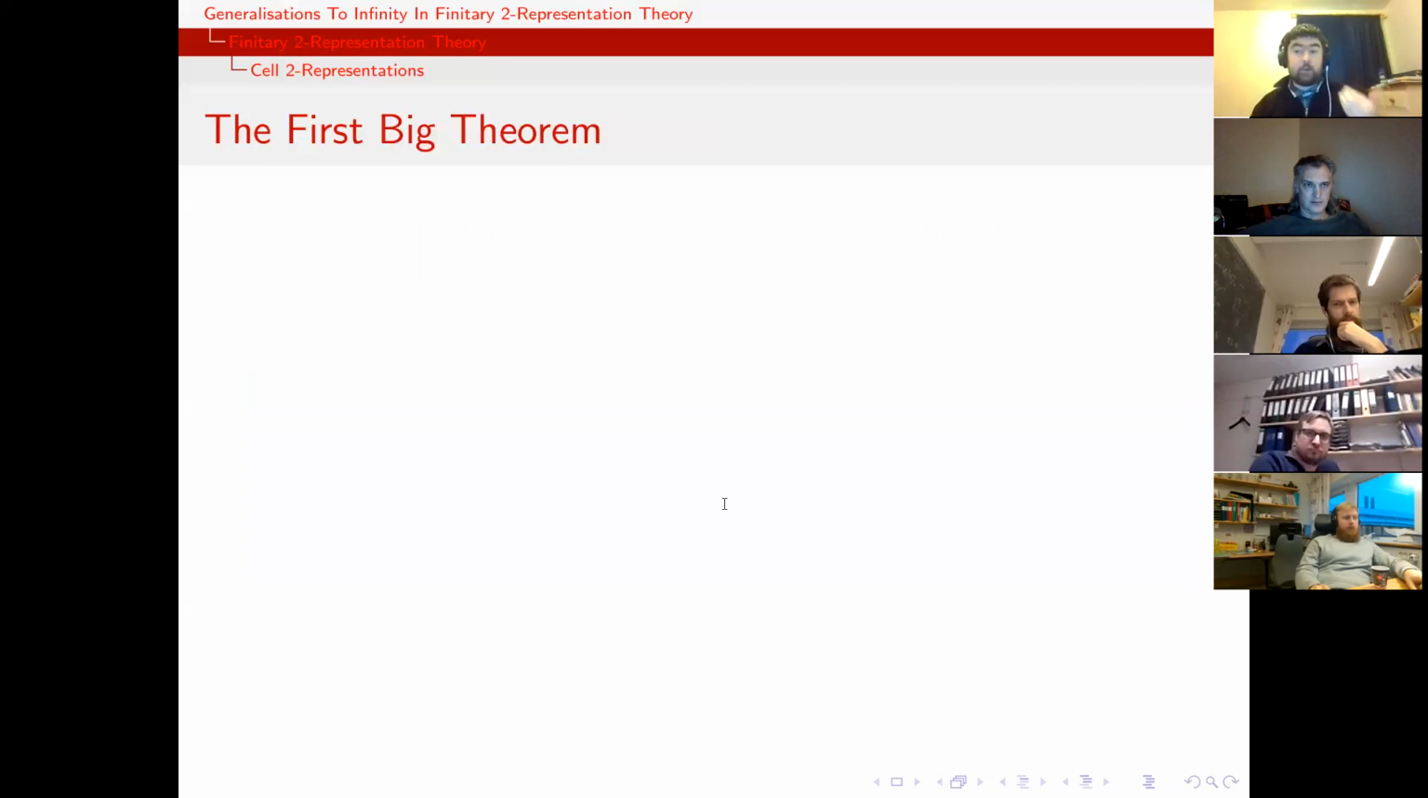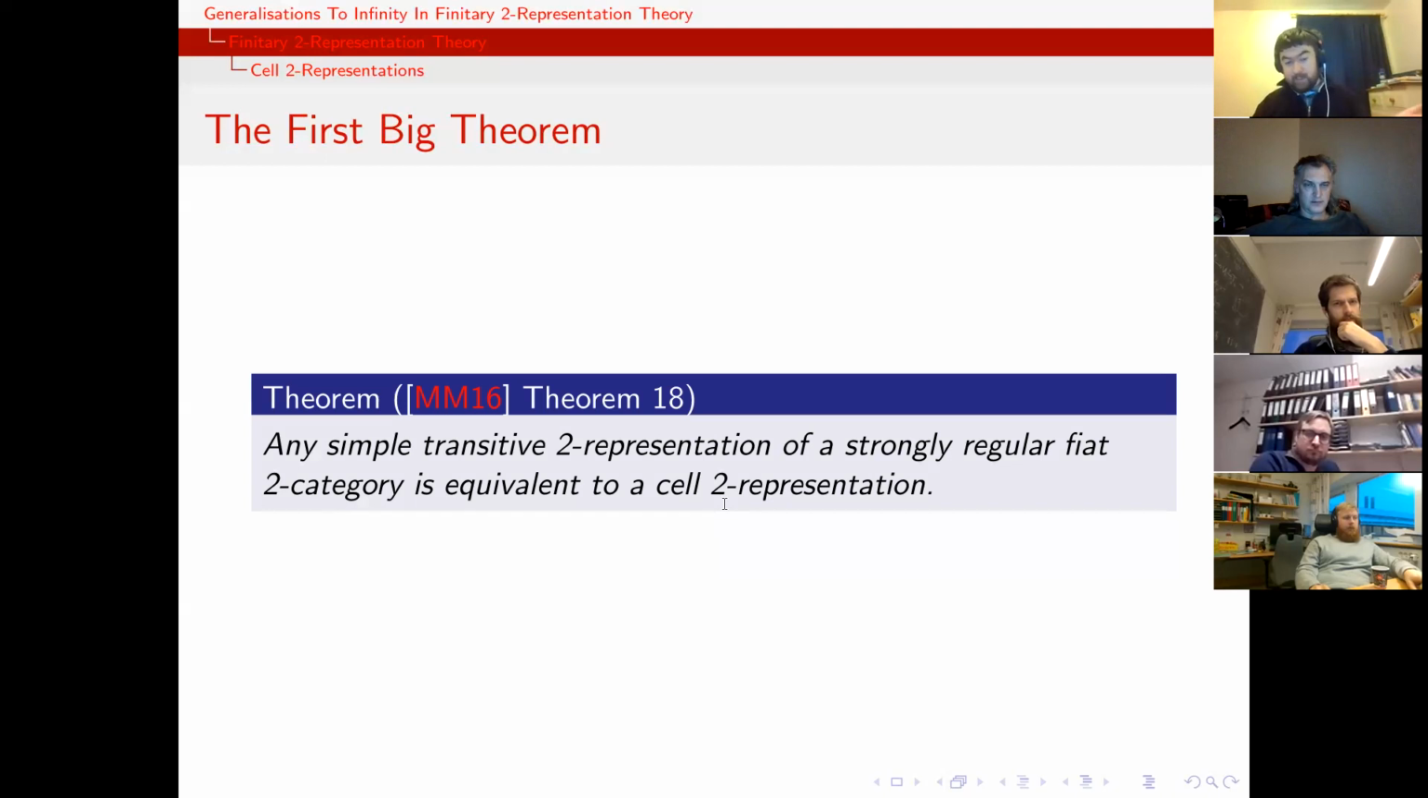So this leads us to the first big theorem I will be talking about, proved by Walter and Vanessa, which is that any simple transitive two-representation, so an external concept, of a strongly regular fiat two-category is equivalent to a cell two-representation. So we have this external concept, simple transitive, and we've shown these are all equivalent to internal structures, cell two-representations, which is very useful, reduces work when studying these categories, or these two-categories even.